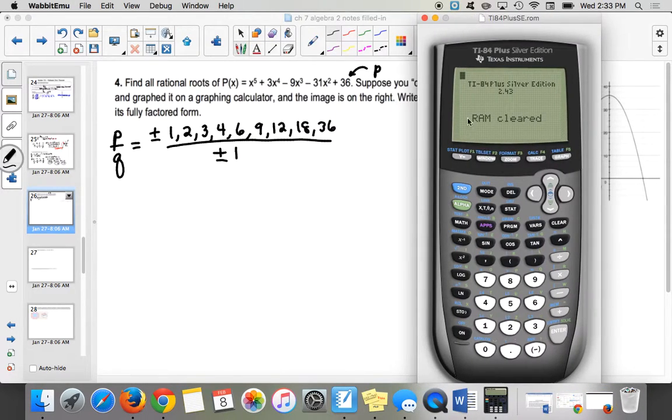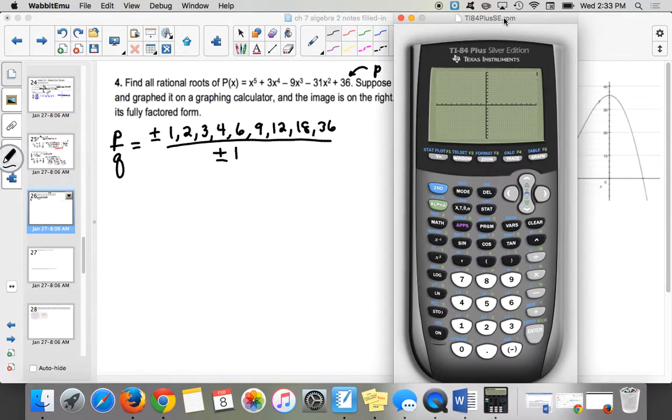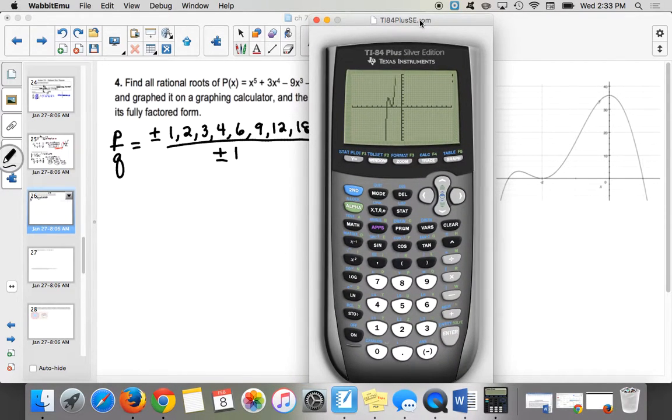So if I go to my y equals, and I put in x raised to the 5th plus 3x to the 4th minus 9x to the 3rd minus 31x squared plus 36. Oops, 36. And I hit graph. It gives me a little graph here.